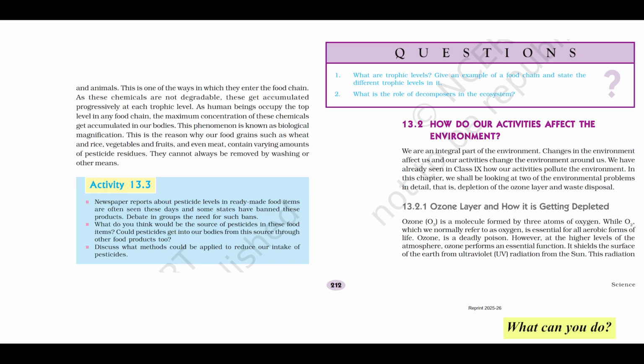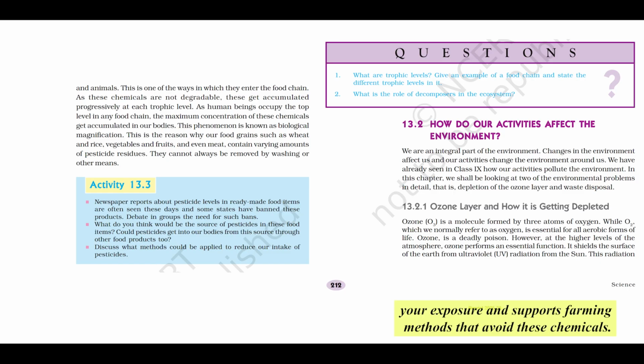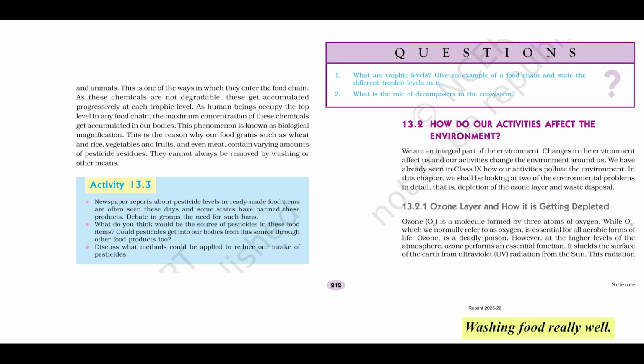Yeah. What can you do? Maybe choose organic food, since it's grown without synthetic pesticides. That's a big one. Choosing certified organic produce directly reduces your exposure and supports farming methods that avoid these chemicals. It can be more expensive, but it's a direct action. What else? Washing food really well. You said it might not remove everything, but maybe it helps. It can help reduce surface residues, definitely. Thorough washing, scrubbing, sometimes peeling fruits and vegetables is a good practice. It won't eliminate systemic pesticides absorbed inside, but it reduces surface contamination.